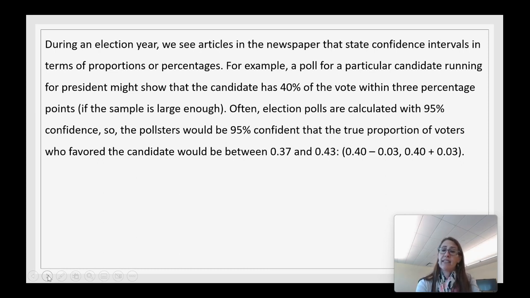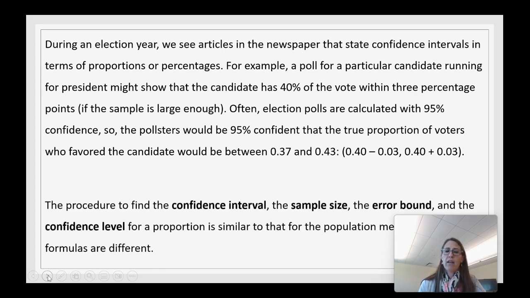Another example is that during an election year, we see articles in the newspaper that state confidence intervals in terms of proportions or percentages. For example, a poll for a particular candidate running for president might show that the candidate has 40% of the vote within 3 percentage points if the sample is large enough. Often, election polls are calculated with 95% confidence, so the pollsters would be 95% confident that the true proportion of voters who favored the candidate would be between 0.37 and 0.43. So that's taking that 40% and subtracting off those 3 percentage points or adding on those 3 percentage points.